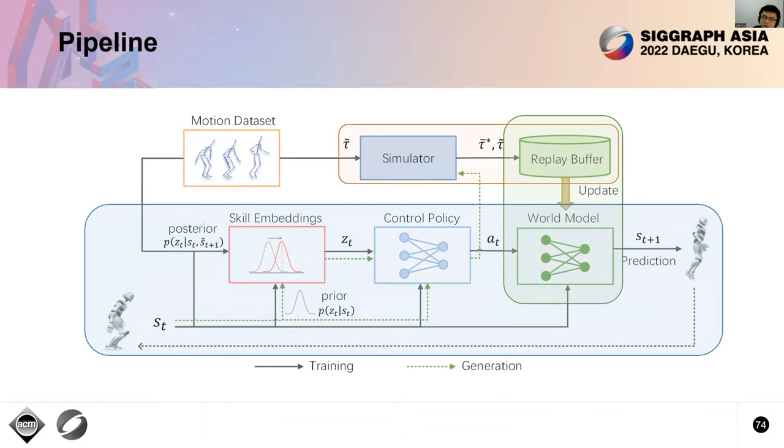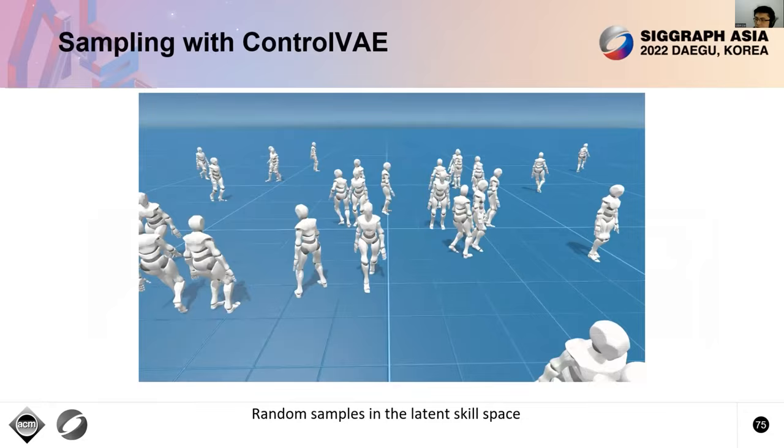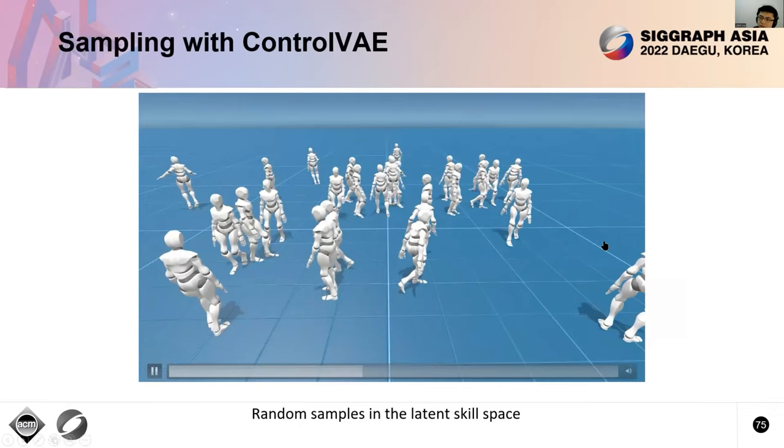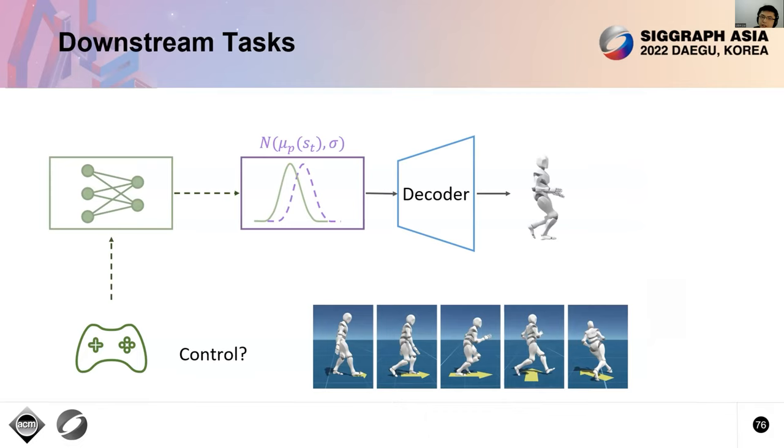Here are some results. Using that training, we can generate a skill embedding, and when we sample from that skill embedding, we can generate a diverse set of actions during simulation. And also, because the world model accurately captures the real simulation, we can actually train a downstream task with the help of that world model.